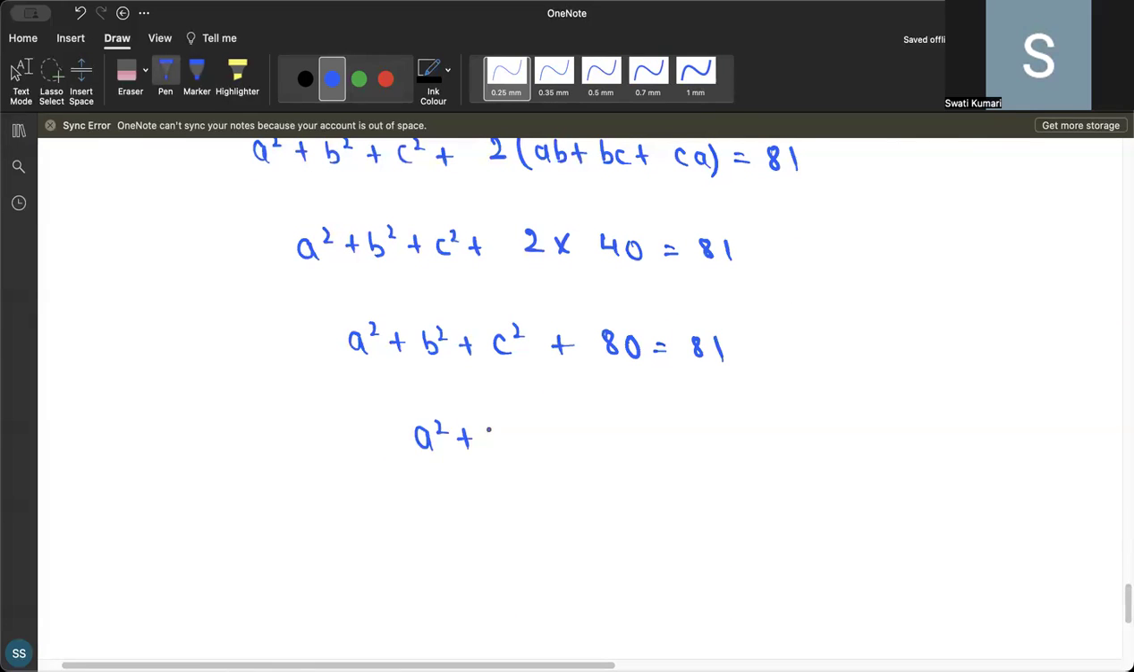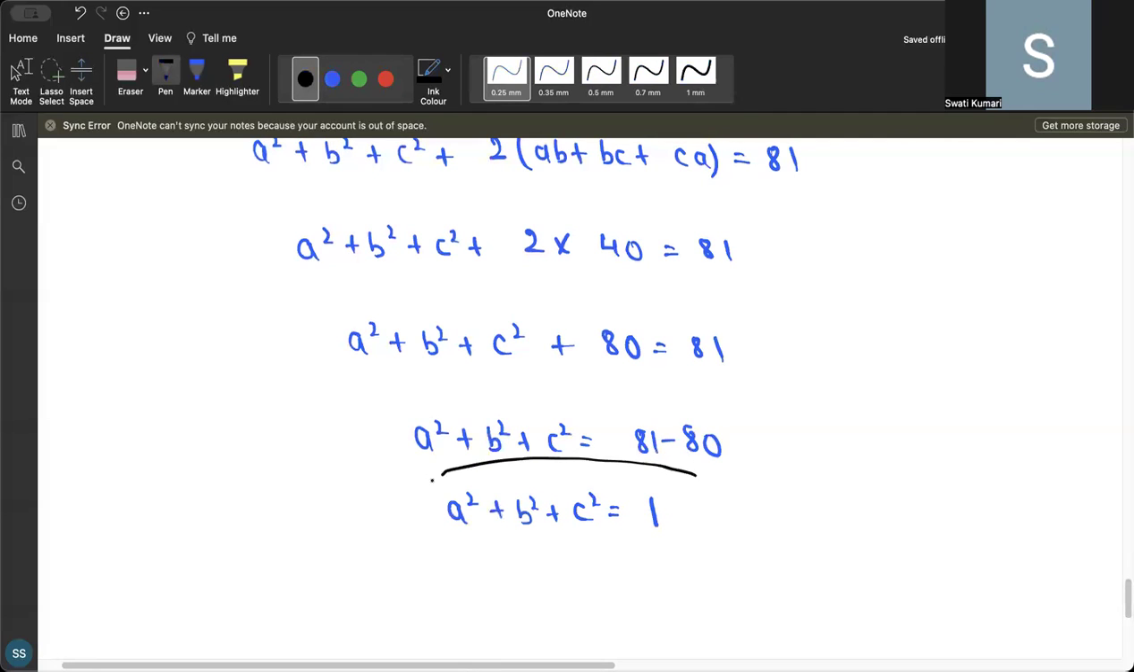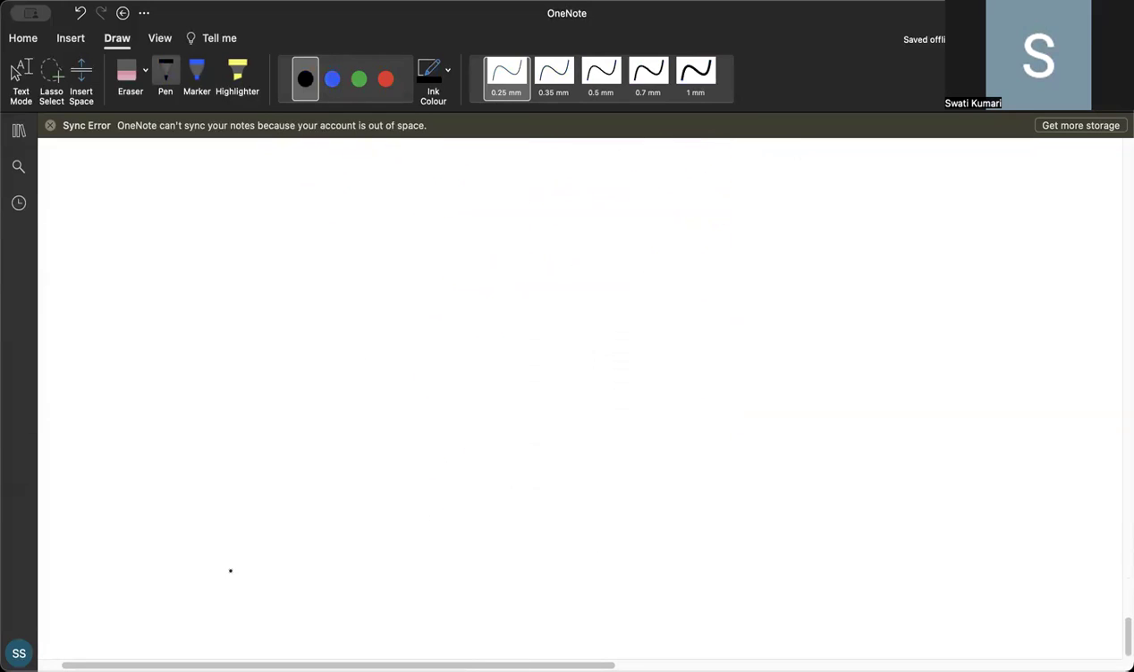So therefore, what is the value of a square plus b square plus c square? It is 81 minus 80, which is 1. So a square plus b square plus c square equals 1. And this is our answer. We are done. This was our 9th question.